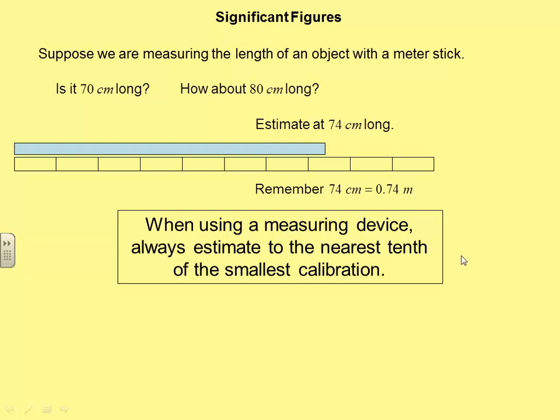Remember, 74 centimeters is 0.74 meters. There's 100 centimeters in a meter. 100 centi is 100. So 0.74 meters should be able to convert back and forth, hopefully.